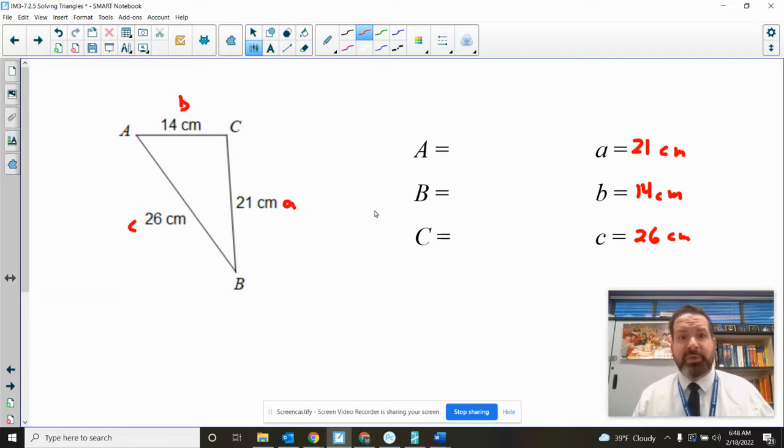All right. Do we have a set of opposites? We do not, because we don't have any of the angles. That means you don't have a choice. We've got to use the law of cosines. It doesn't matter which angle you find, as long as you put all the numbers in the right spots.